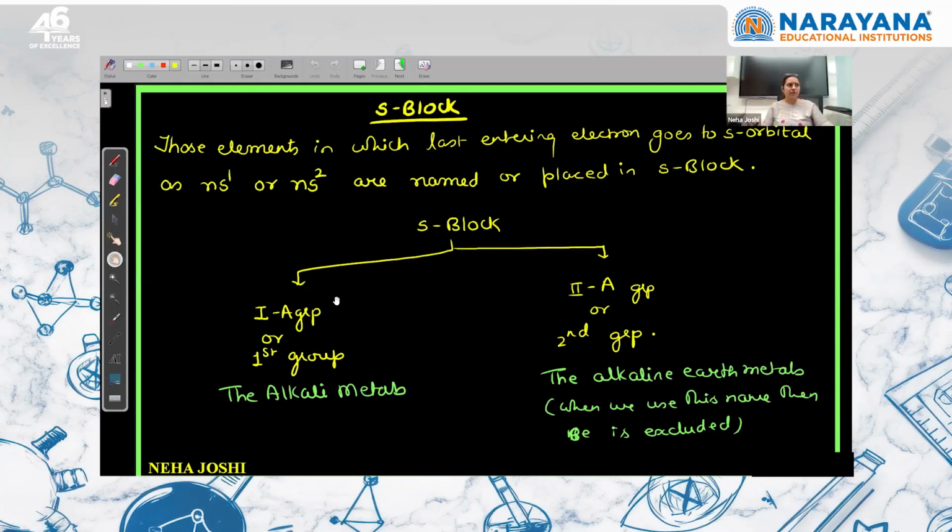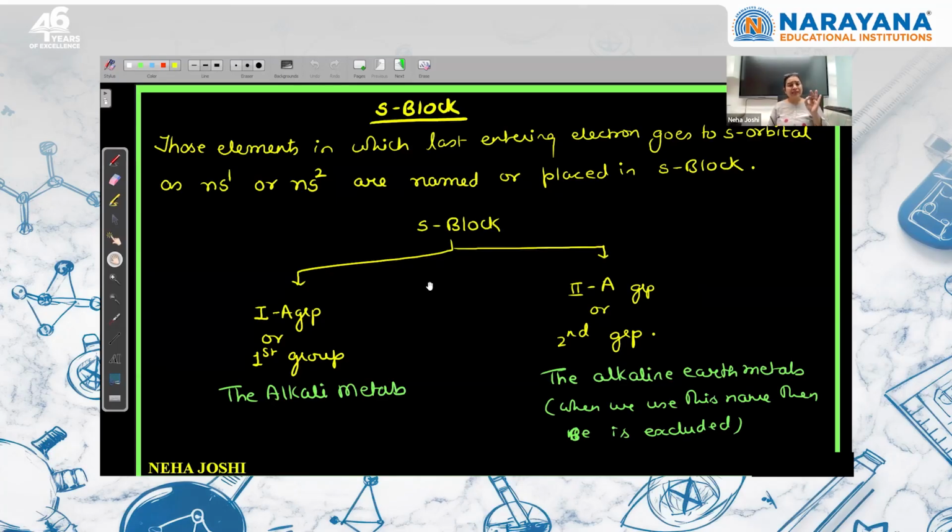Let us start. You already know that S block has 2 groups. Why it is called S block and all, I'm not entering. I have written them. If you want, you can read, but I'm not discussing. So S block has 2 groups. First A, in old nomenclature I'm saying, and second A. In the new way, it is first group and second group. The first group is named as alkali metal. The second group is known as alkaline earth metal.